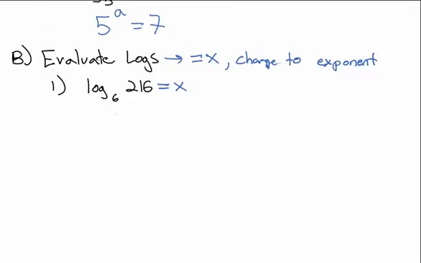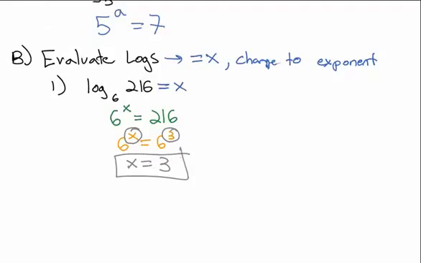So first we will rewrite it as an exponent. 6 to the x power is equal to 216. Well, the nice part about 216 is we know that's 6 to the 3rd power. And so we've got the same base on each side, and as we've seen before, we just set the exponents equal. So x is equal to 3, or log base 6 of 216 is equal to 3.